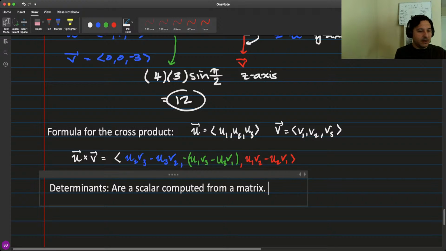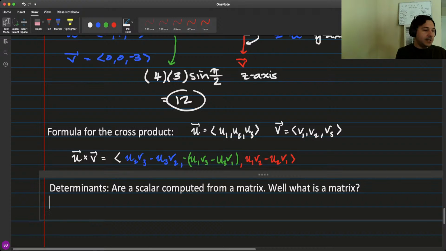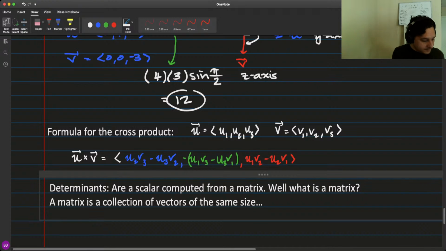which leaves you to wonder, well, what is a matrix? Well, for our purposes, a matrix is a collection of vectors of the same size. So let's talk about that.